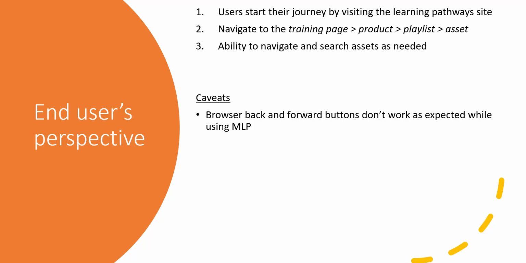So if they get to an asset, they say, okay, well, I want to go to the other asset that I just was at before. They click on the back button. It will take them to the product page instead of the other asset. That's a bummer, but that's just how it works in Microsoft Learning Pathways. They would have to use the previous and next button to go back and forth from assets. So that does require some training for them to understand.